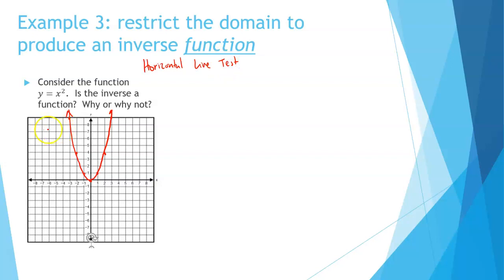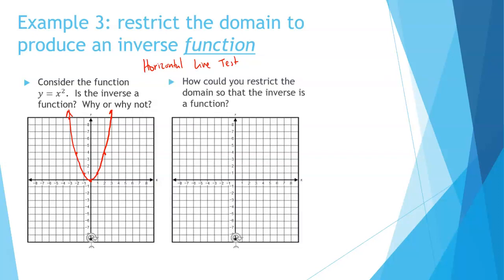And that says that if we draw a horizontal line and it passes through more than one point, then the inverse is not a function. So I know that the inverse of this is not going to be a function. Well, let's think about how we could restrict the domain so the inverse would be a function. So think of a way where we could just focus on just part of that graph where that part of the graph would pass the horizontal line test.